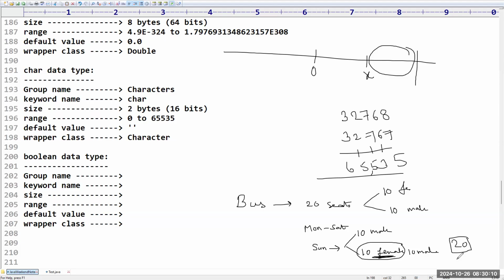For 16 bits of memory, whatever space we have, we are using all of it for characters. Exactly. And how this number came: this is the negative value, this is the positive value. This negative value will join into the positive space, right? Yes, that's what we got. Got it? Okay, sir, clear.